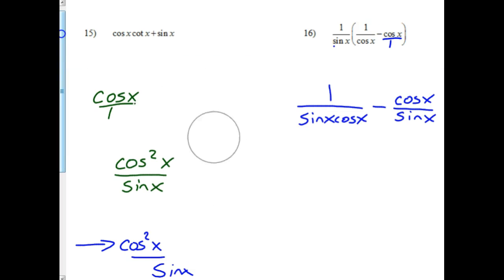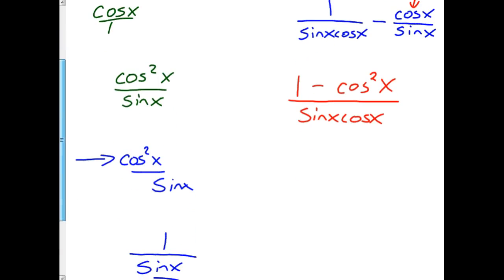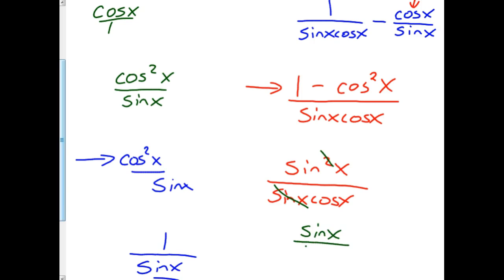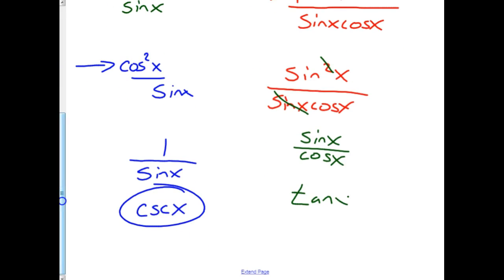Okay, common denominators, right? Should be sine x cosine x. This fraction is missing the cosine x, so it's going to be 1 minus cosine squared x. Okay, well, there that thing is again, right? That little statement, so that's going to be sine squared x. Those Pythagorean identities are everywhere. Sine squared x over sine x cosine x. One of my sines is going to cancel. That leaves me with sine x over cosine x, which happens to be tangent x.